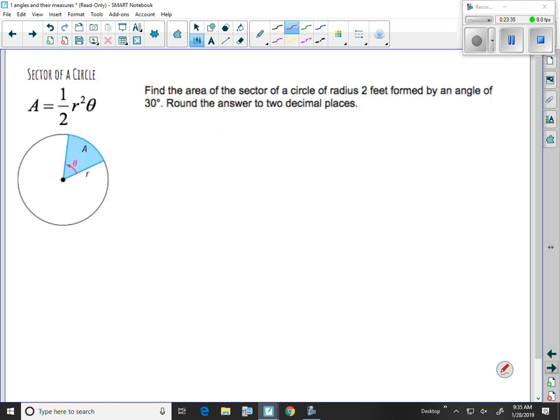All right. Our last one is the area of the sector of a circle. So a sector is like a pizza slice. Think about if we're finding the area of one pizza slice. So that's kind of what you're doing with the area of a sector. And again, I gave you that formula: A equals 1/2 R squared times theta. So in this case, we have our radius of 2 feet. And then we have our angle, which is 30 degrees. And you can just put that straight into your calculator.